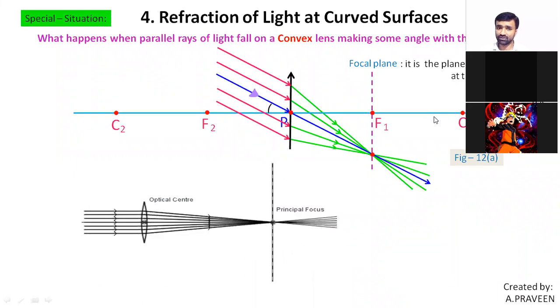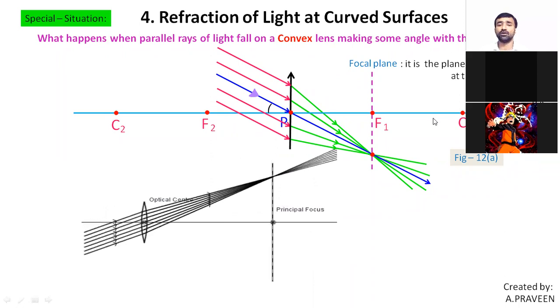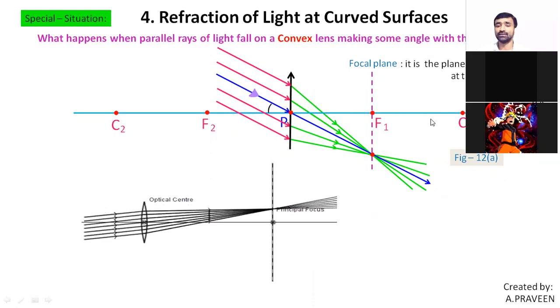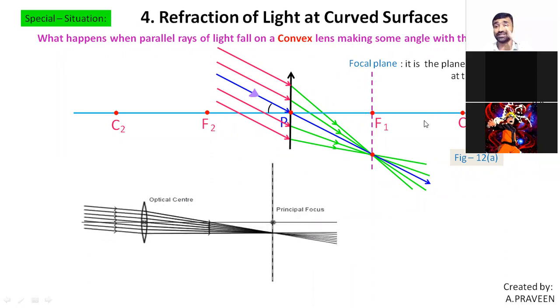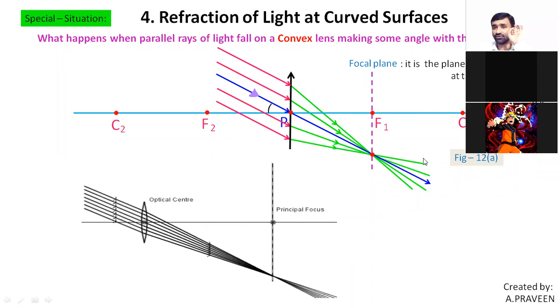If you change the angle with the principal axis for any angle of the parallel beam of light rays, after refraction the converging point lies on the focal plane. This is the reason to select this imaginary focus. Is it clear, everyone? Clear?